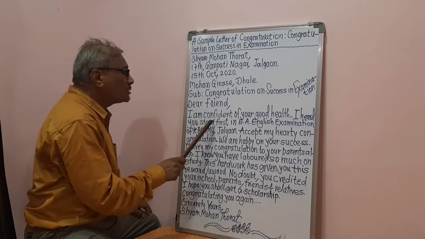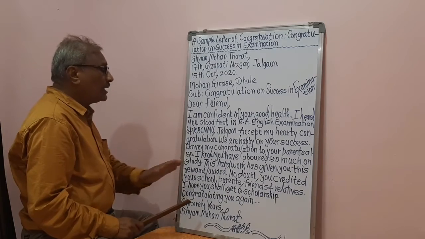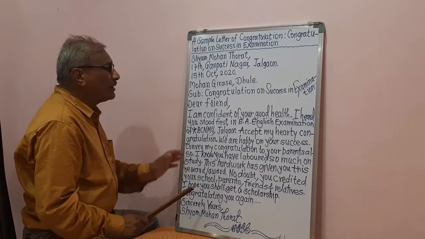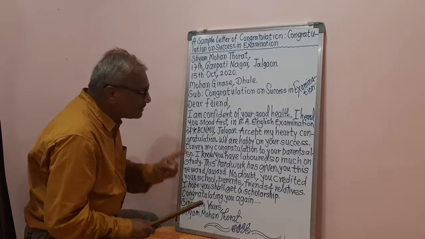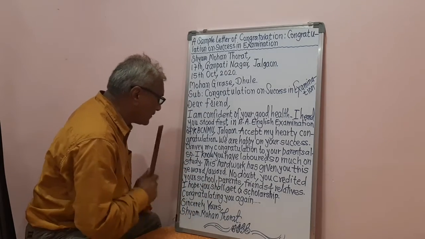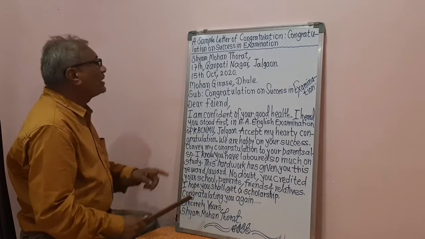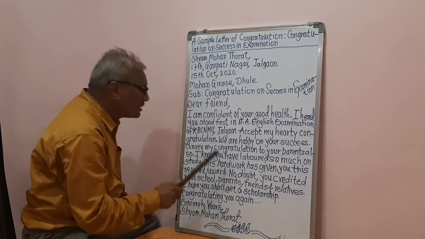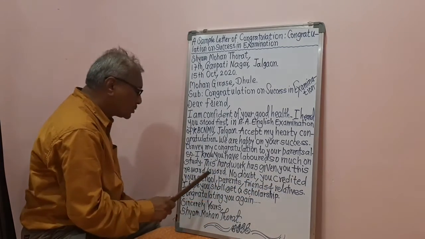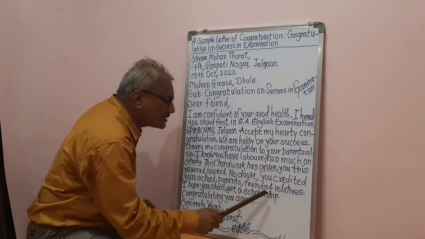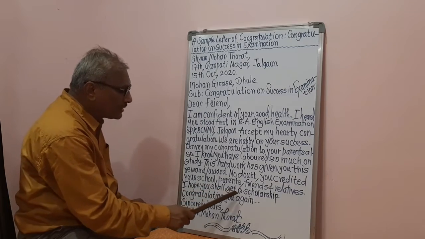Remember, he has stood first in the BA English examination of the university. It means there is no student like him, and there are many students, but actually he has stood first, and that is the credit of the friends of the school, parents, friends and relatives. That's why Shyam Mohan Thorat tells him that no doubt you credited your school, your parents, your friends and your relatives. I hope you shall get a scholarship.